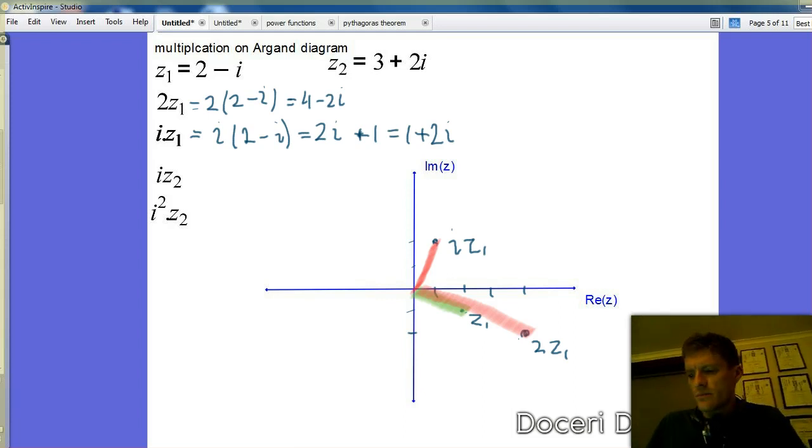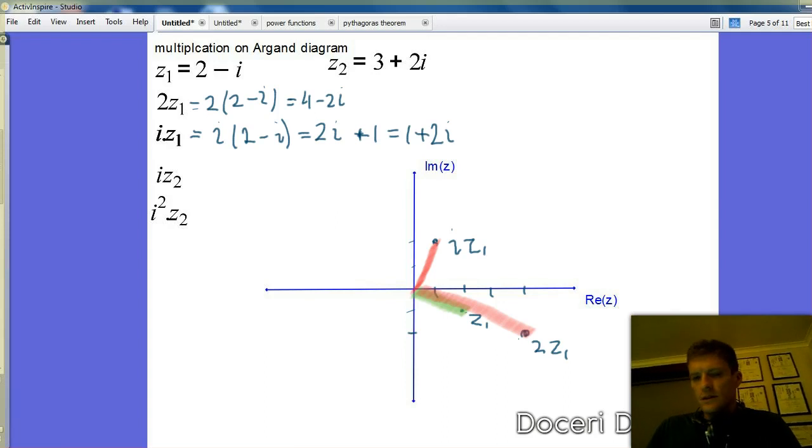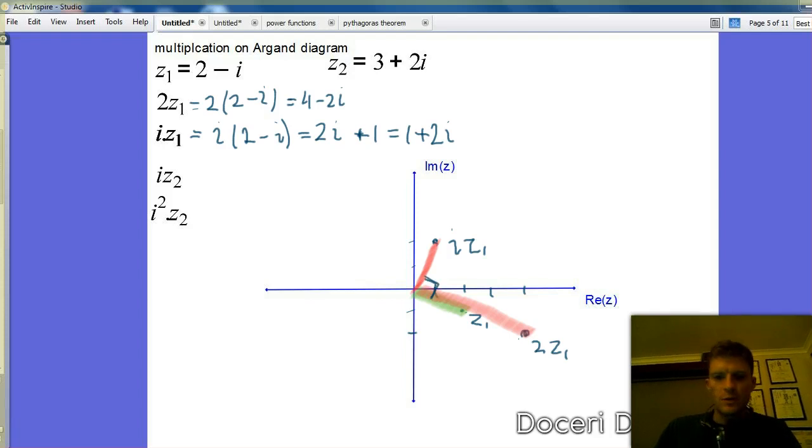Now what's the relation between the two, the green one and the new red line that I've drawn? Well, if we look closely, they are 90 degrees to each other. And this is the role of multiplying by i: we have rotated our complex number by 90 degrees.